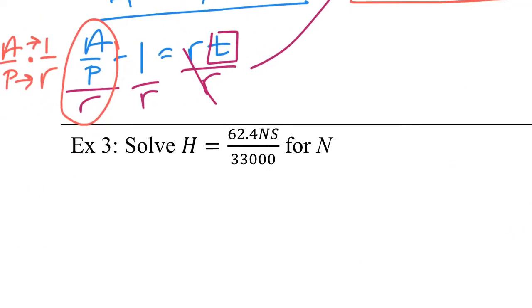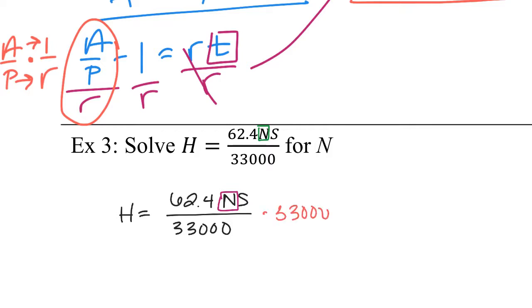Solve h equals 62.4 ns over 33,000 for n. So I need n alone. That's this guy right here. So I'm going to rewrite this just to have some space to work. 62.4 ns over 33,000. Alrighty, we want n alone. Again, n is on the numerator, and I can't mess with the numerator until I get rid of the denominator. So to get rid of division by 33,000, I need to multiply by 33,000.